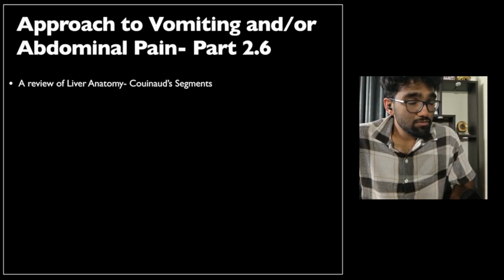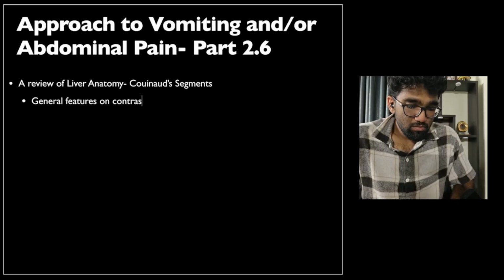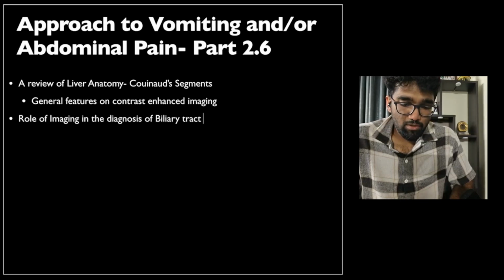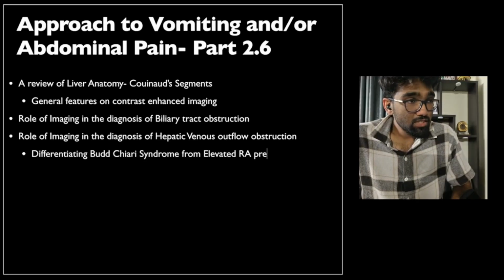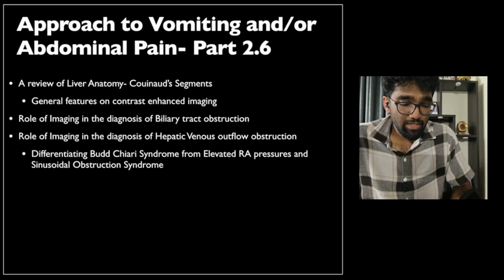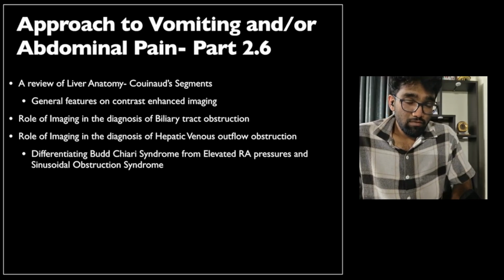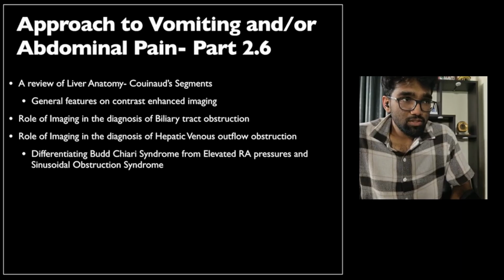In this discussion, we'll be reviewing the anatomy of the liver and specifically classifying the liver into what are called Couinaud's segments. We'll understand the general features of the liver on contrast enhanced imaging of the liver. We'll understand the role of imaging in the diagnosis of biliary tract obstruction, the role of imaging in the diagnosis of hepatic venous outflow obstruction, as is relevant in our case, which was just mentioned. Then we'll try to differentiate Budd-Chiari syndrome from elevated right atrial pressure and sinusoidal obstruction syndrome. We've done this clinically. Now we'll use radiology in the same context.